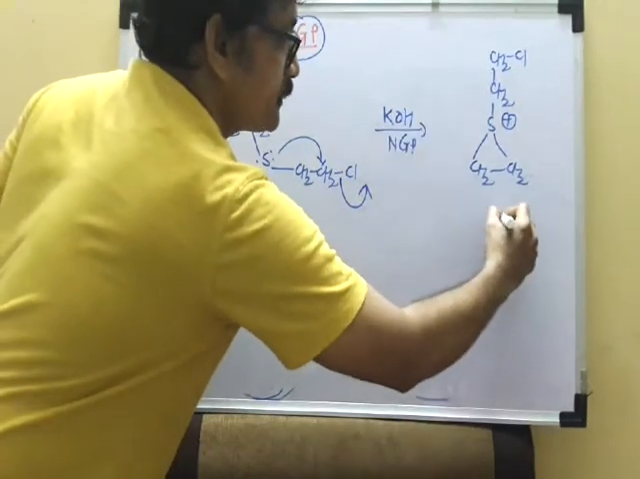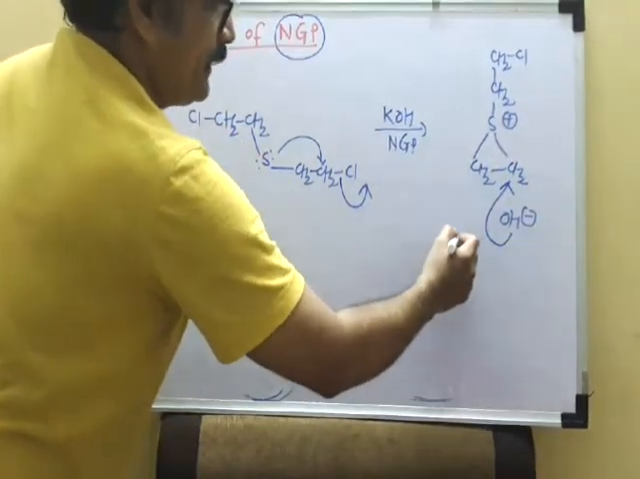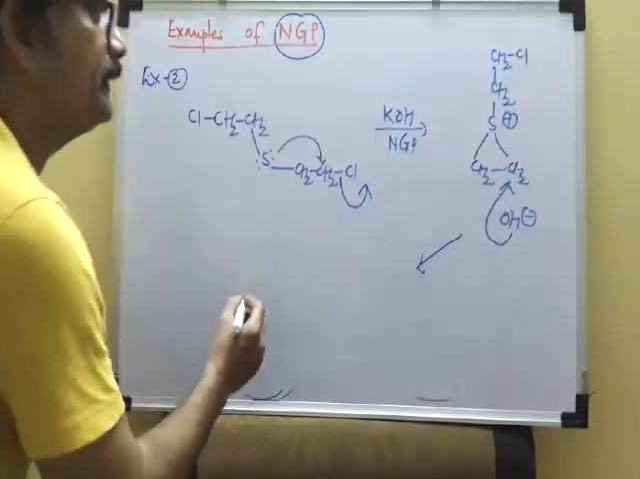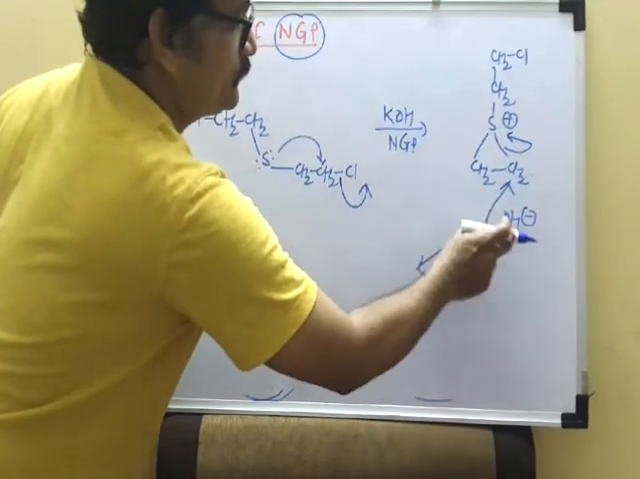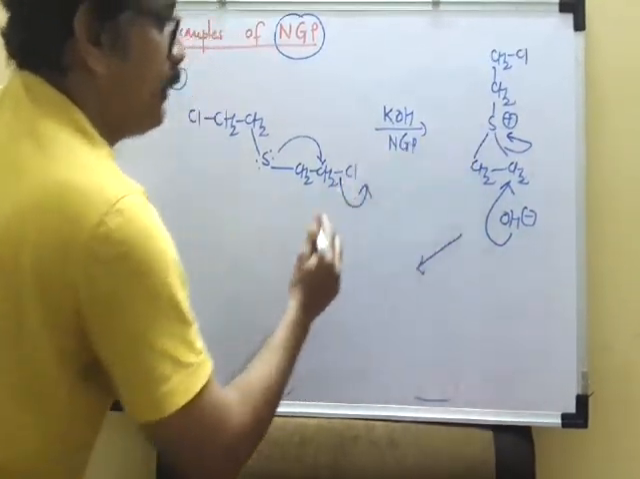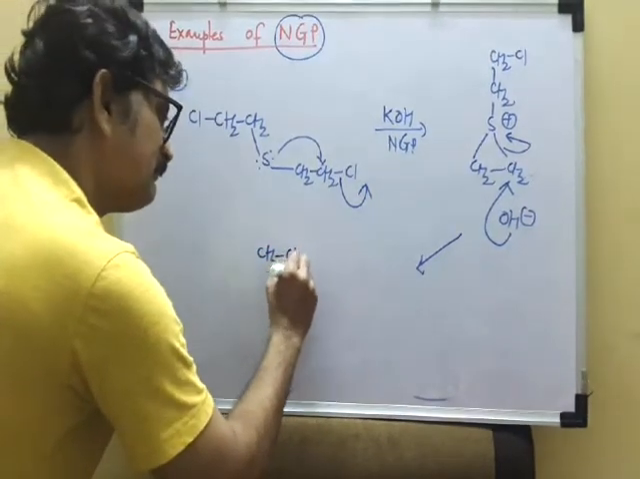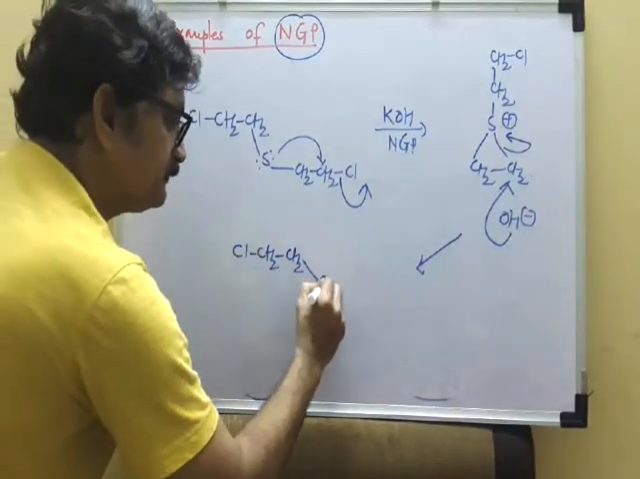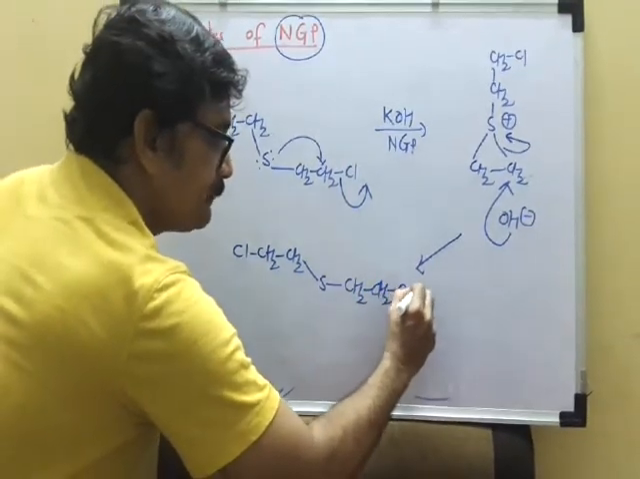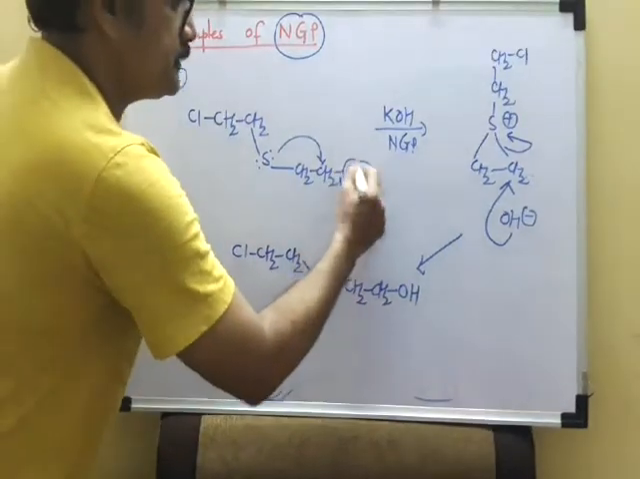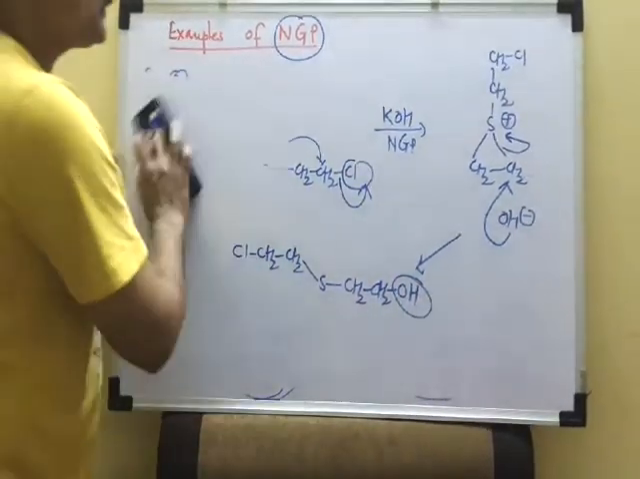Positive. So the OH is our external nucleophile, attacking here or here, one and the same thing because both CH2 are identical. Attacking here, that means this bond. If you attack this OH here, you have to break this bond. So you are getting here the substituted product, where Cl is replaced with OH. So this is another example of NGP.